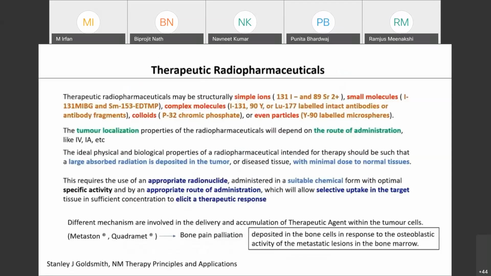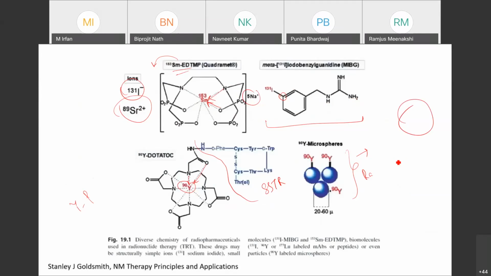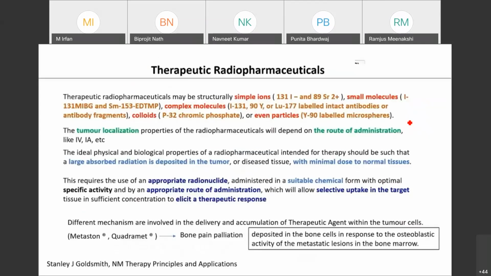Some basic structures we have seen, but one factor is very important for therapy. That is what we call tumor localization. For example, if I have a given tumor and a very good drug, and this drug doesn't even localize to the tumor, then it's of no use. It will irradiate the tumor only when it localizes to the tumor. Otherwise, how can it irradiate? So one factor that is very important for us to understand is tumor localization. If our pharmaceutical doesn't even localize to the tumor, then how can we expect therapy? Therapy is only possible when your pharmaceutical is localized to the tumor.